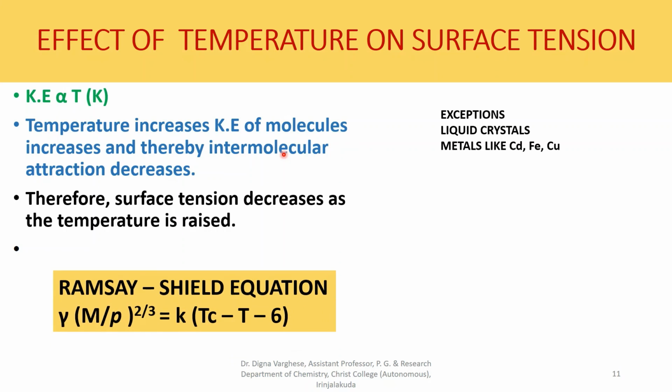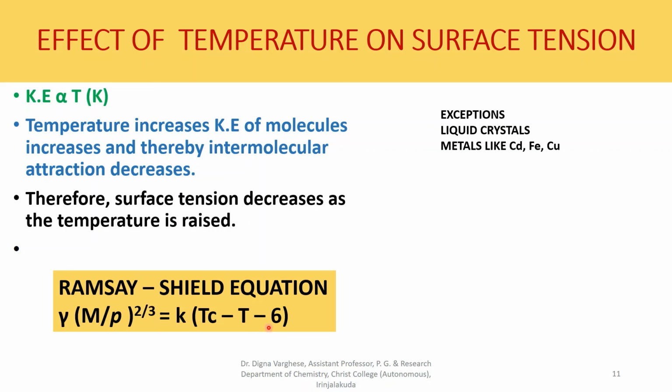There is a well-known equation called Ramsay-Shield equation. Gamma m by rho raised to 2 by 3 is equal to k into Tc minus T minus 6, where gamma is the surface tension or surface energy, m is the molecular mass, rho is the density, k is a constant, Tc is the critical temperature, T is the temperature in Kelvin and 6 is a constant.